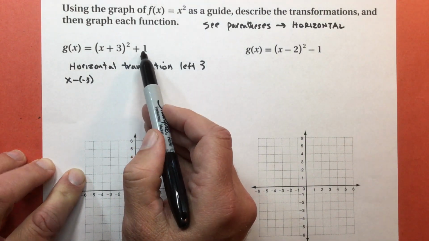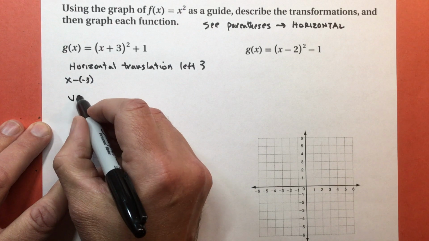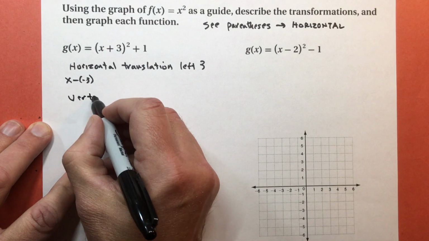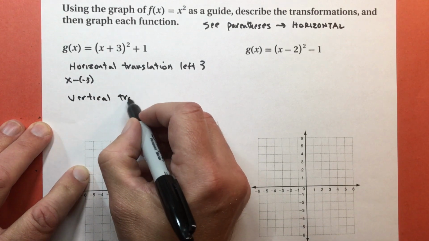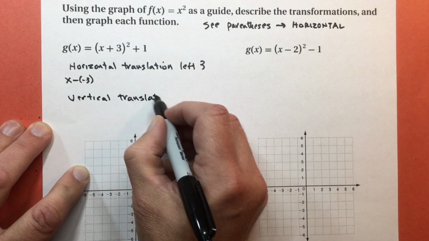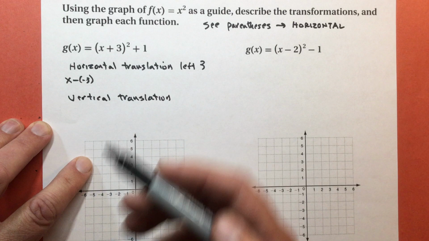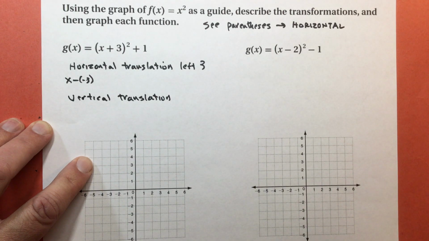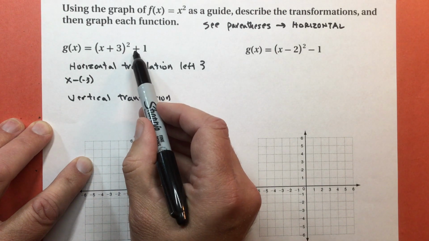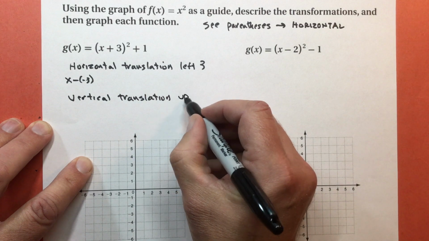The plus 1 on the outside tells me that I have a vertical translation. And since it's on the outside and it's vertical, things behave the way you think they should act. So when I see plus 1, that tells me that it's up 1.